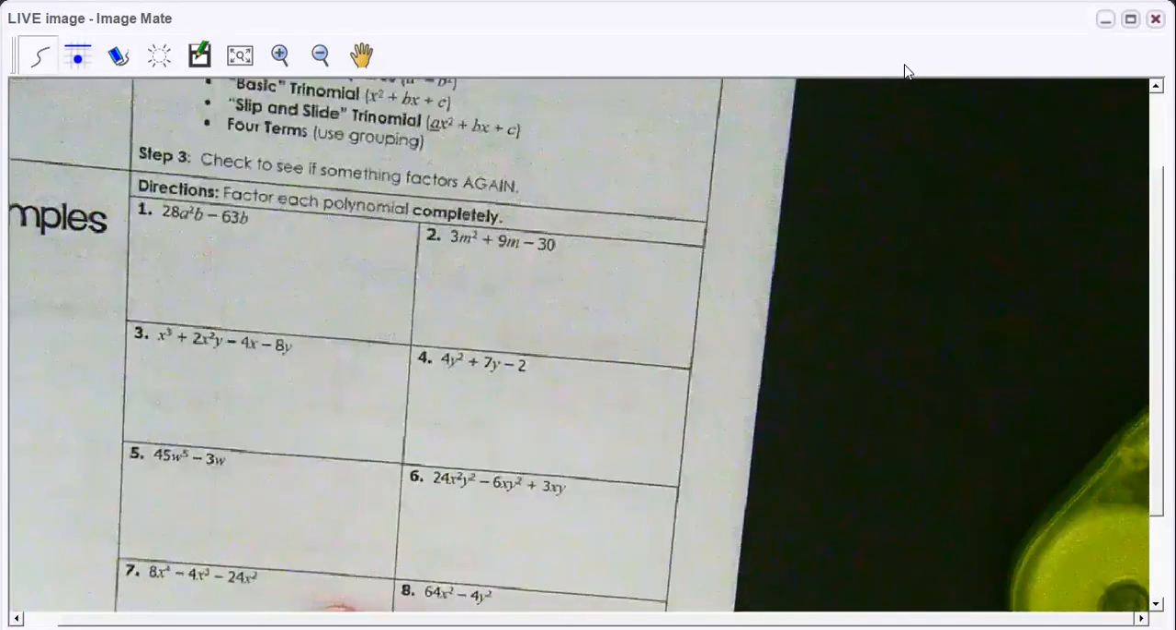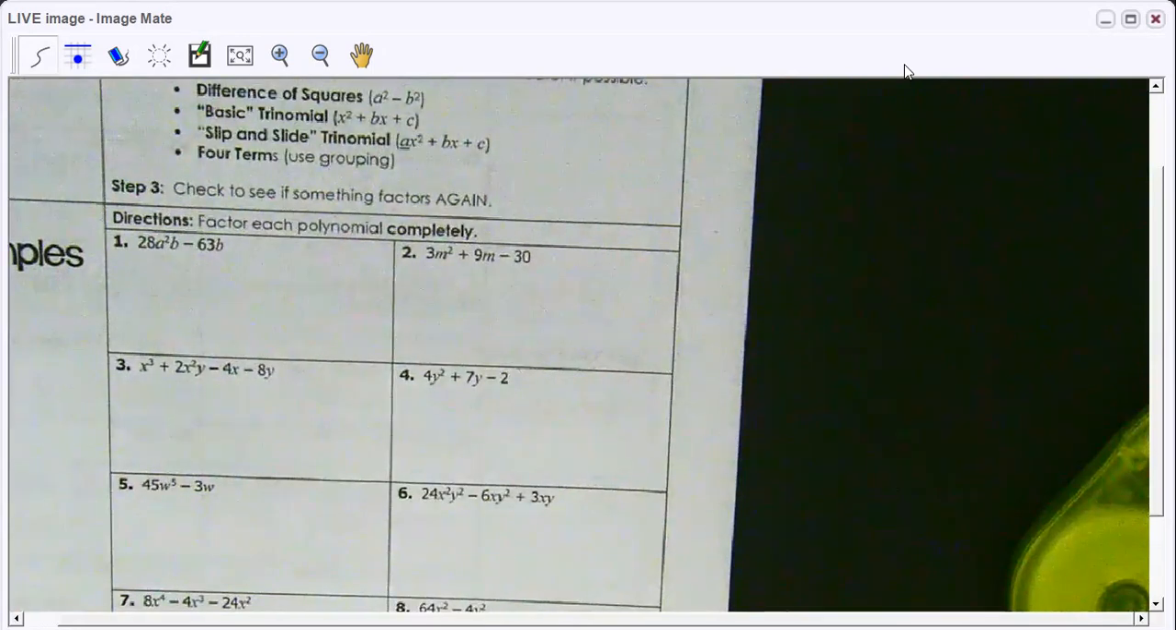The third page is another set of practice problems that now are all mixed up. They're not grouped by just pull out the GCF or find the difference of squares or trinomial with a greater than one or less than one or by grouping. They are not telling you what you're going to do to factor these out. You have to figure it out.